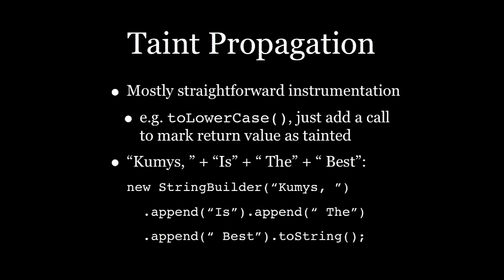Another thing is concatenation like this. If you try to concatenate strings in Java with a plus, what they eventually get compiled into by the Java compiler is actually StringBuilder code. So the concatenation above is going to get converted into new StringBuilder, initial value, dot append, dot append, dot append, and then toString. So what we have to do is essentially just instrument the StringBuilder class to propagate taint.